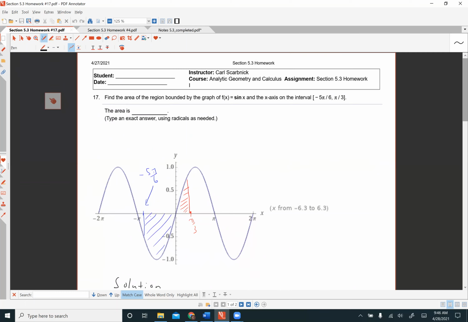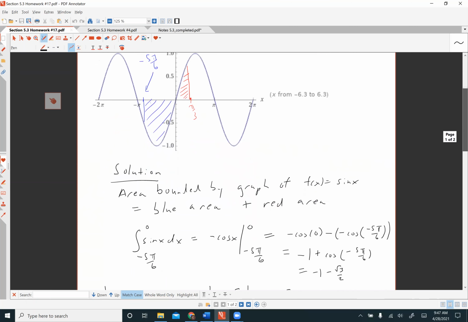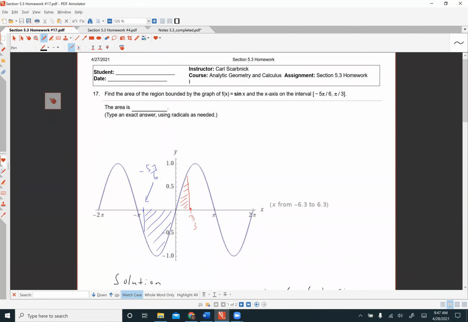Okay, so now here's another one. This is actually out of the homework, I think problem 17. Find the area of the region bounded by the graph of f of x equals sine of x and the x-axis, going from -5 pi over 6 to pi over 3. Part of the graph is above and below the x-axis. So if I'm going to use the notation we've talked about before, that area would be represented by this integral right here, from -5 pi over 6 to pi over 3 of sine of x dx.